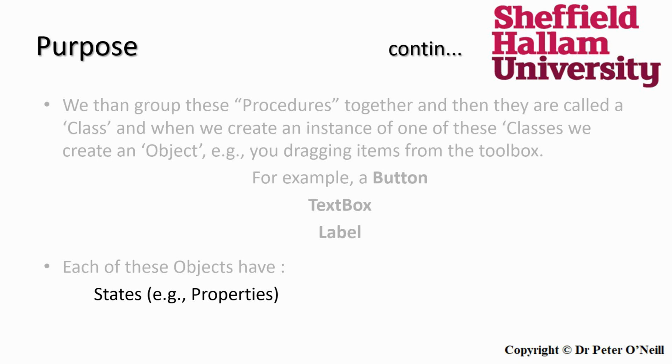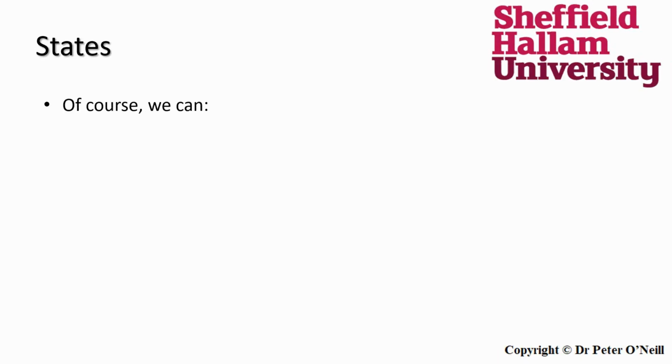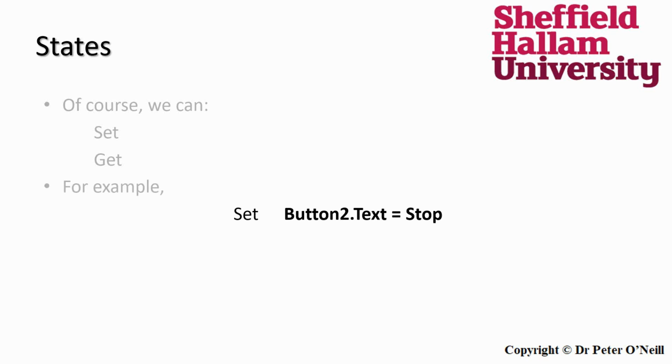They have states, what state they are in, and these we call their properties. Of course we can set states and get states. For example, set button to text equals stop. Get x equals button to dot text.